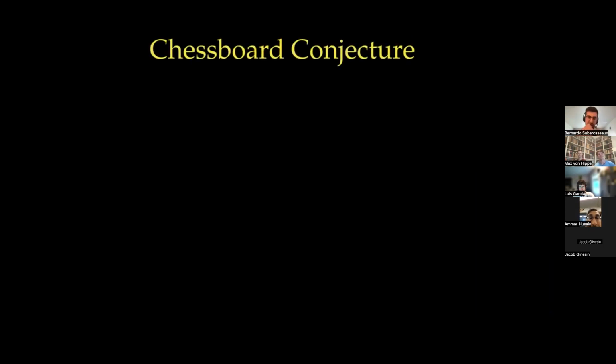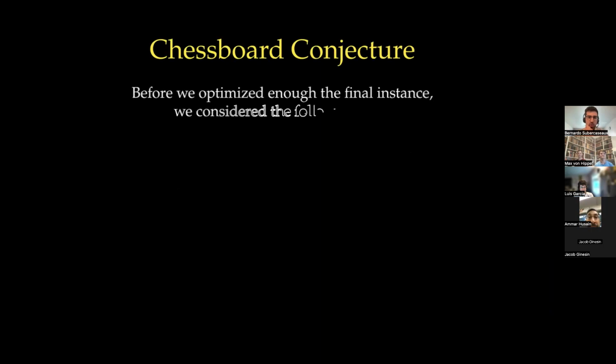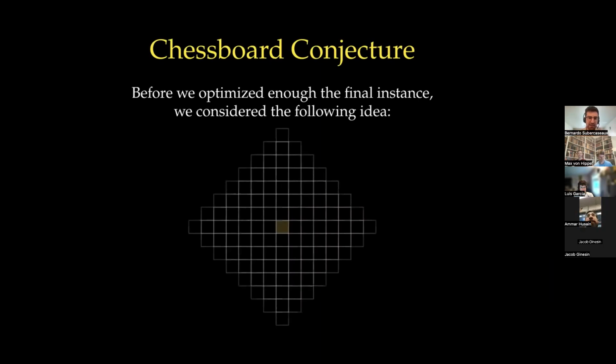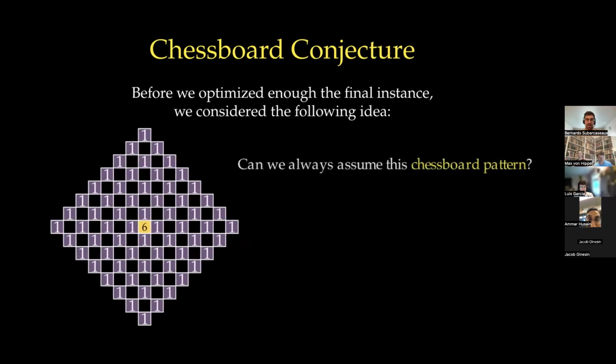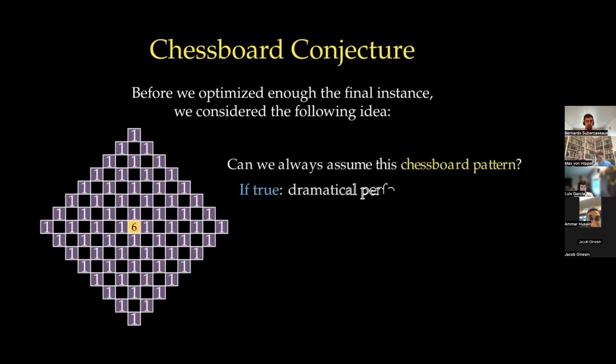So another thing that I'm quite excited about is something that we call the chessboard conjecture, and it goes as follows. Before we managed to put all the ingredients together and finish solving the problem, we considered the following idea: can we assume that color 1 will be used like so, in a chessboard pattern? That's why we call it the chessboard conjecture. So the question is whether you can assume this without loss of generality. And if so, that gives you a dramatic performance speedup.